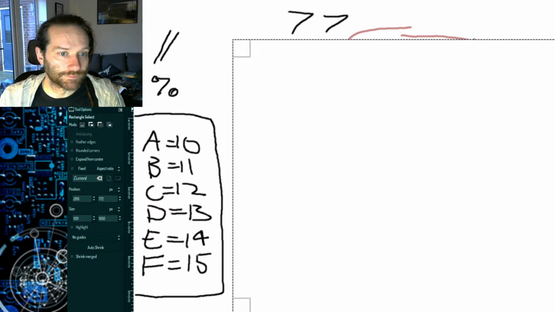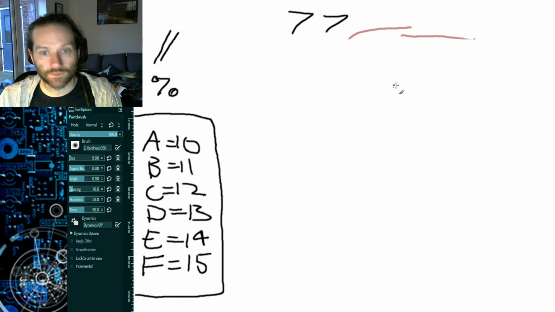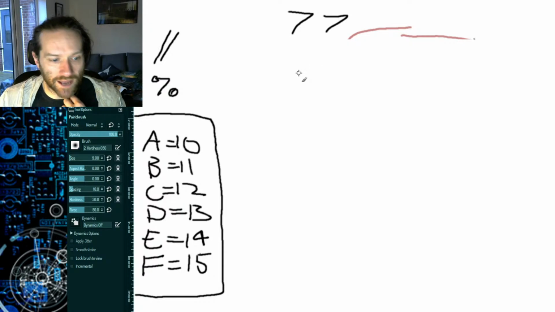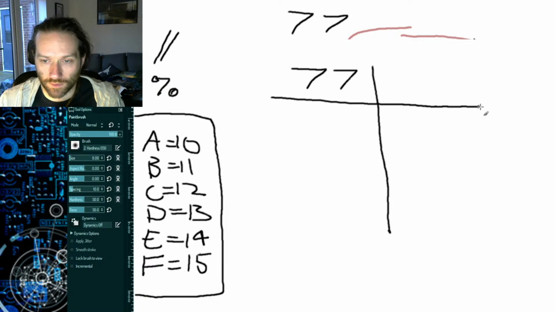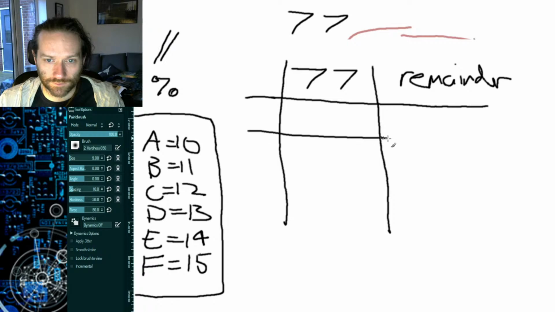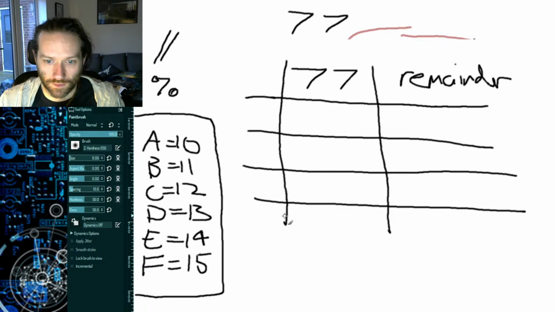There we go. So instead of dividing by 16 right off the bat, I would do 77. And what I'm going to do is this column here holds the remainder, right? And over here we are 1, 2, 3, 4.